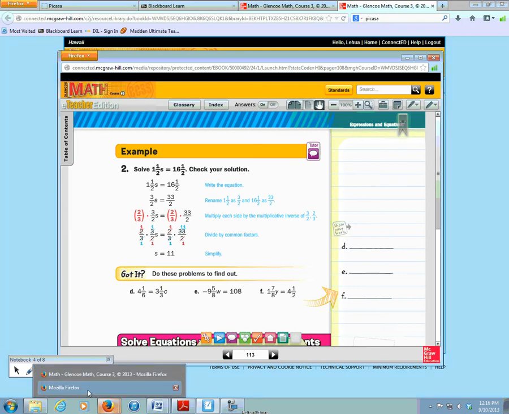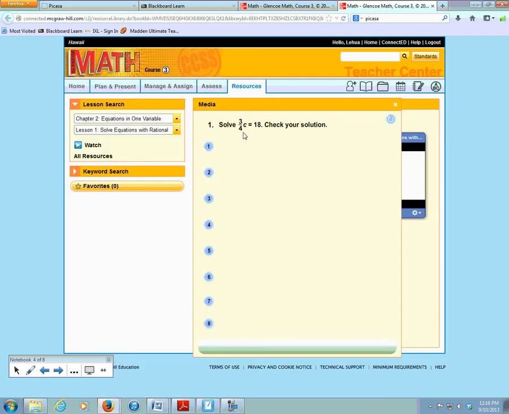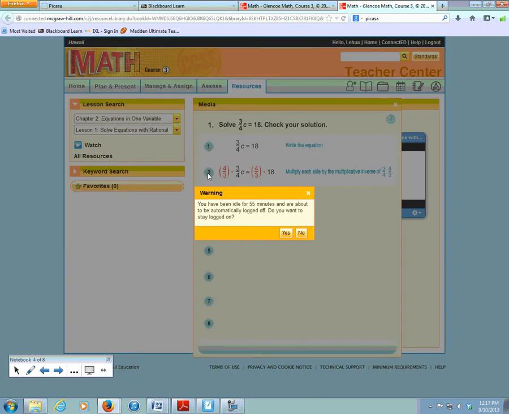Okay, so let me get it up. Wait a second. So here we have it. There's our 3/4 c equals 18. And they want you to check your solution. So first step, there's your equation. And in your steps, you should write down the original equation. Because if you solved it and you just copied it wrong from the book, then when I look at your steps, I can figure out, oh, they just did the wrong problem. So here's our 3/4 c equals 18. Second step, multiply each side by the multiplicative inverse of 3/4, which is 4/3.